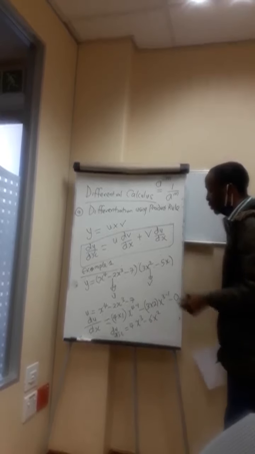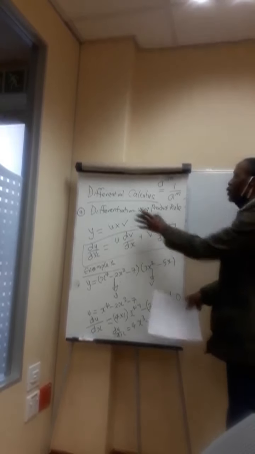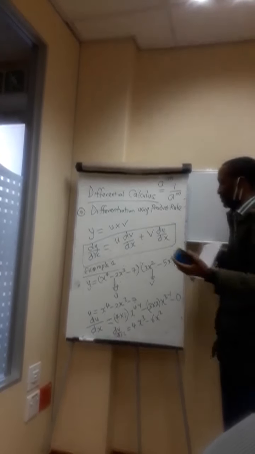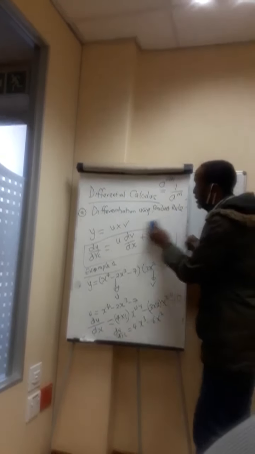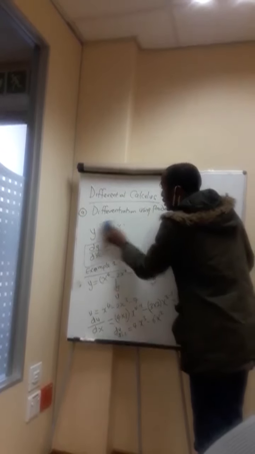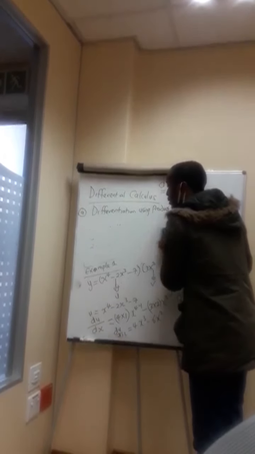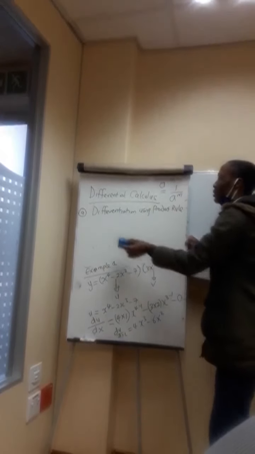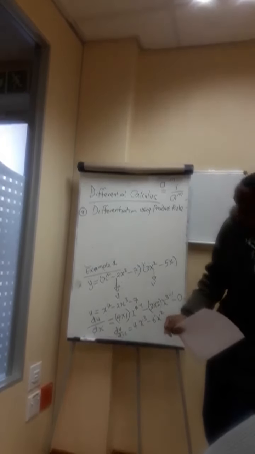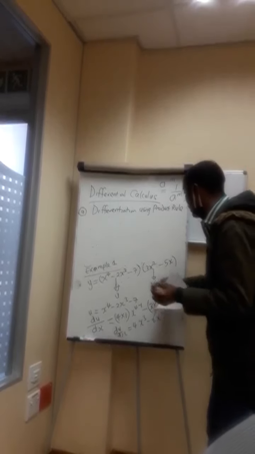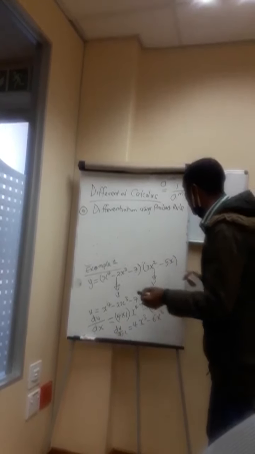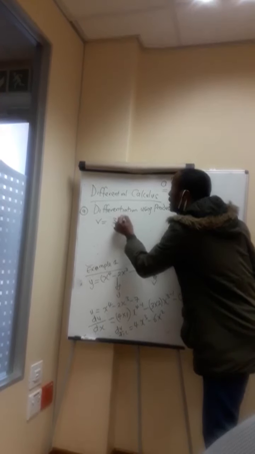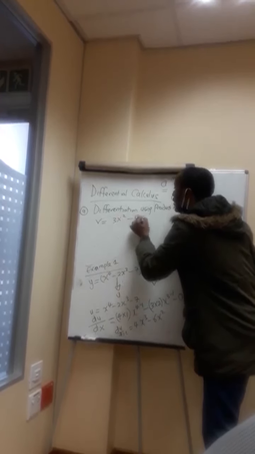So I need to also do the same thing for v. So I'm going to wipe this off. My v, I've represented it as what? 3x squared minus 5x. So that means my v will become 3x squared minus 5x.